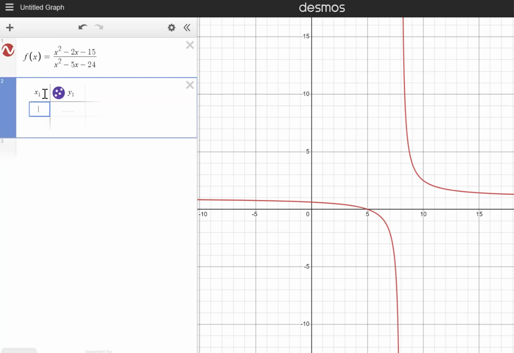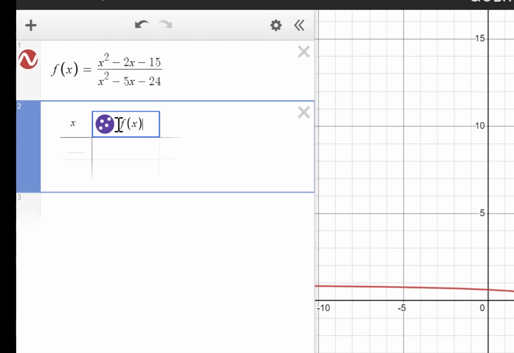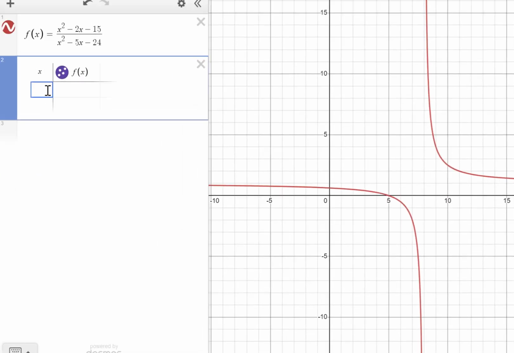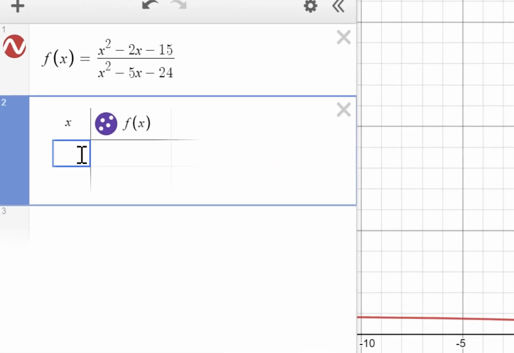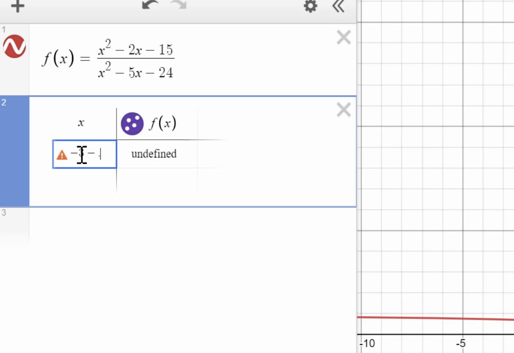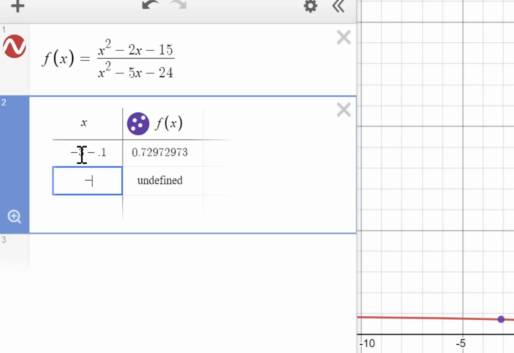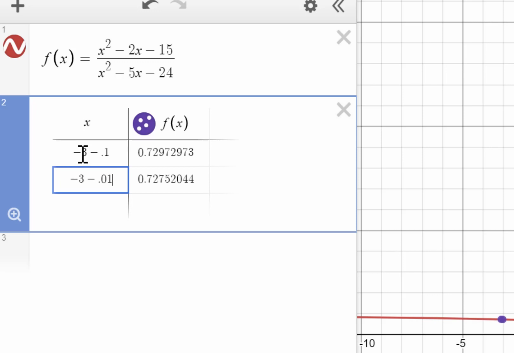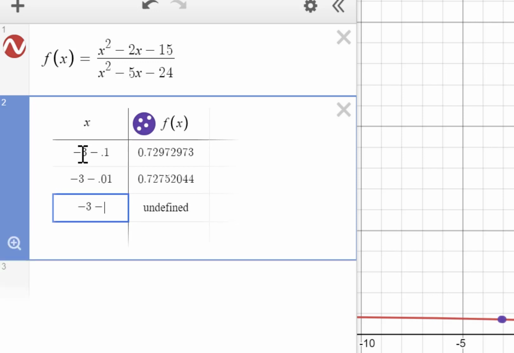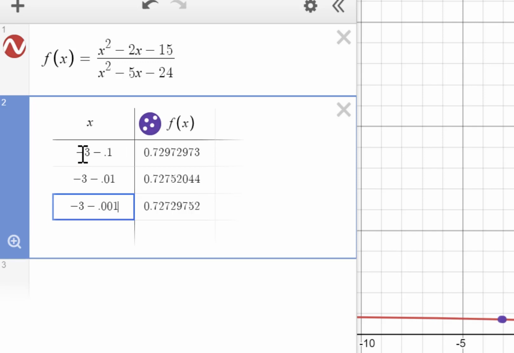I'm going to first explore the left-hand limit of f of x. So my input-output table plugs in x and outputs the defined function f of x. I'm going to explore the function from the left-hand side of -3. The left-hand side of -3 would be numbers like -3 minus 0.1, so that would be -3.1, and -3 minus 0.01, that's a little closer to -3, and -3 minus 0.001, and so forth.